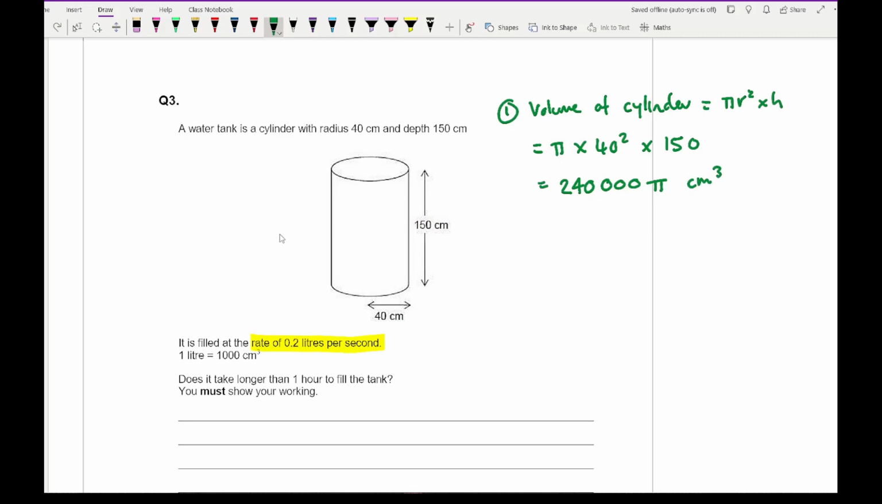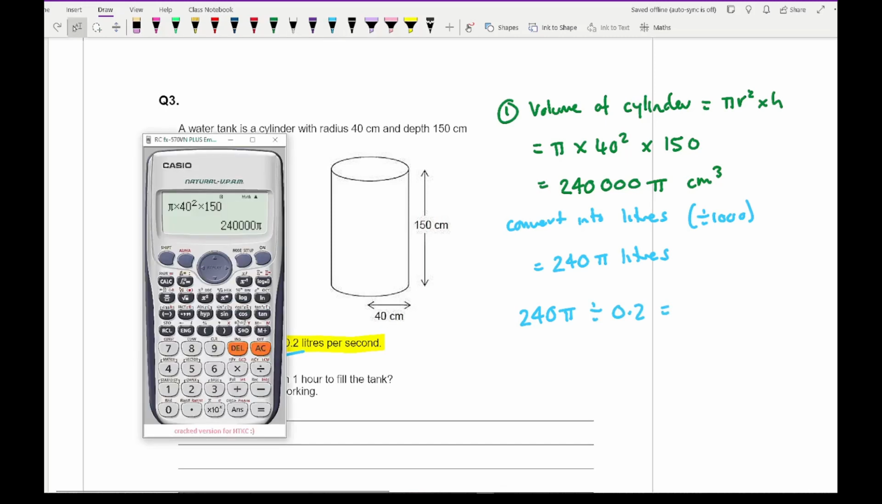So what I then need to do is convert this into litres, and how do I do that? Well, I just simply divide by 1000. So then divided by 1000, that becomes 240 pi litres. And then what I need to do is divide that by 0.2. So here I've got 240 pi divided by 0.2, and let's just type that into my calculator, and that's per second. So actually let's go back.